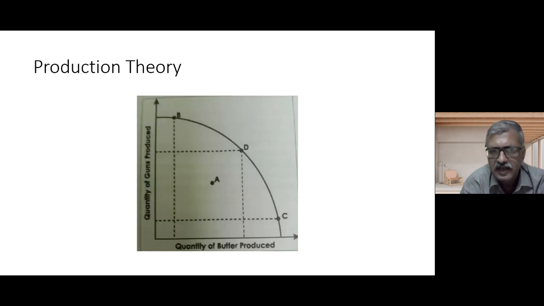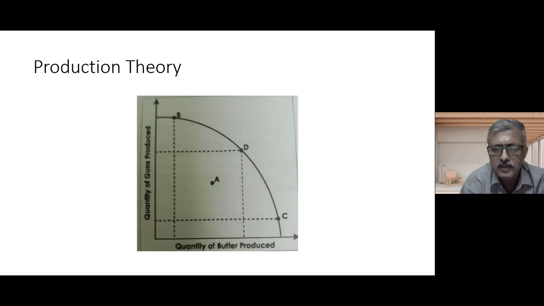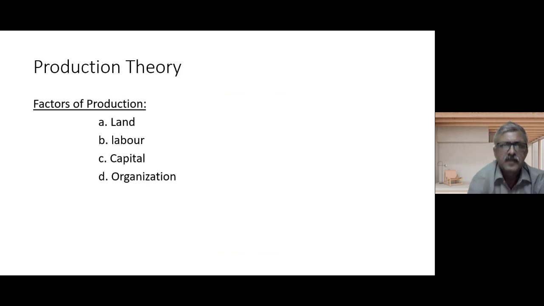In a nutshell, it explains that with the same set of resources, there are different possibilities of getting output. So it's very significant. Why is it significant? It helps us maximize our resources, and it also helps us take a justified, well-informed decision about production. I have just introduced what the factors of production are, when I was explaining total product, average product, marginal product, all those three terminologies. Now let's understand all these factors of production on a larger canvas.